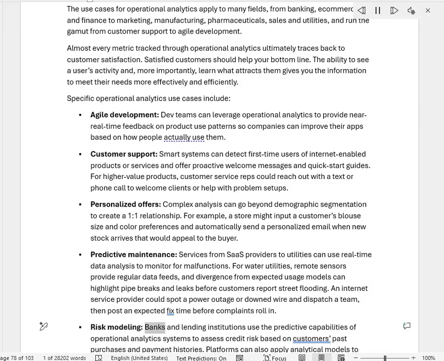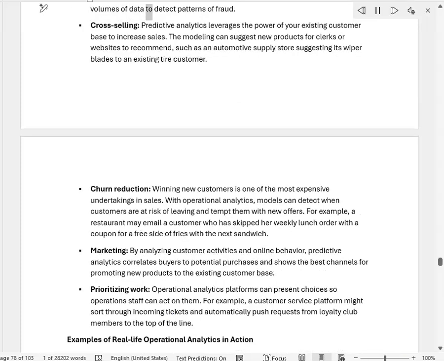Risk modeling. Banks and lending institutions use the predictive capabilities of operational analytics systems to assess credit risk based on customers' past purchases and payment histories. Platforms can also apply analytical models to volumes of data to detect patterns of fraud. Cross-selling. Predictive analytics leverages the power of your existing customer base to increase sales. The modeling can suggest new products for clerks or websites to recommend, such as an automotive supply store suggesting its wiper blades to an existing tire customer.